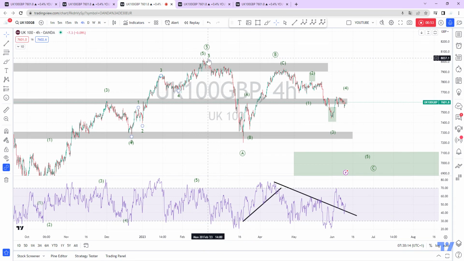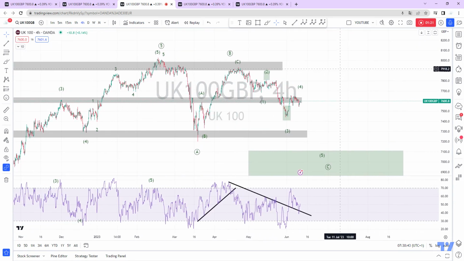This typically is an ABC pattern or WXY pattern, but here I see an ABC. So we came down here quite impulsively as a wave A. One, two, three, four, five swings to the downside. Then we had our wave B to the upside, also as an ABC. Wave B is a corrective structure, and so now we are doing a wave C to the downside, I believe.